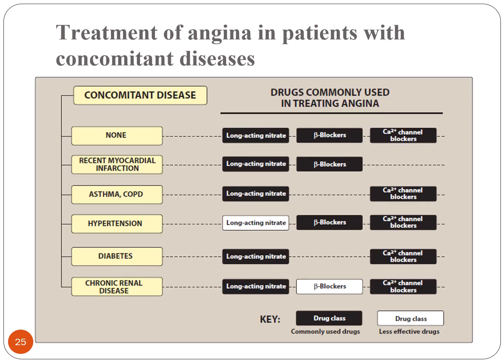Treatment of angina in patients with concomitant diseases. If the patient does not suffer from any other disease, then all of the choices can be used, such as the long-acting nitrates, the beta blockers, and the calcium channel blockers. If the patient suffers from recent myocardial infarction, we should avoid the calcium channel blockers. We can choose long-acting nitrates and beta blockers.